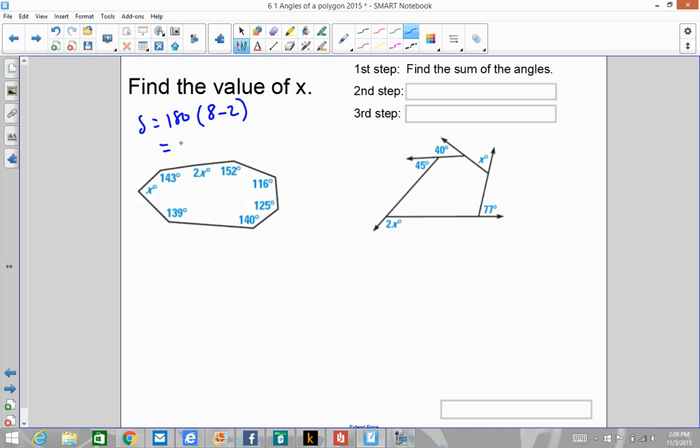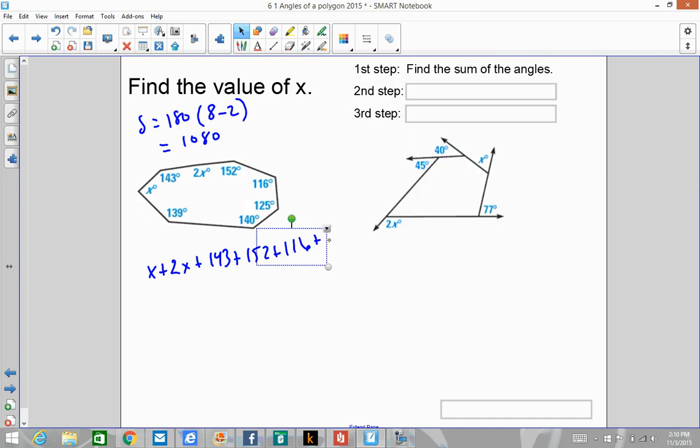So there is 1,080 degrees here. That means I need to add up all of this. So that's x plus 2x plus 143 plus 152 plus 116 plus 125 plus 140 plus 139 equals 1080. So I want you to finish solving that to get the x.